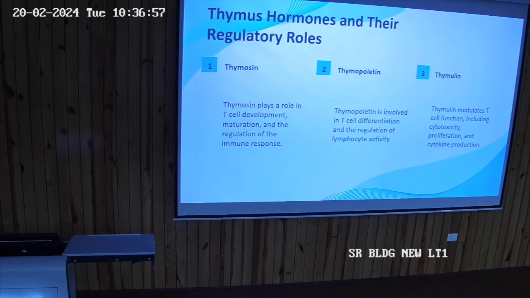The bone marrow and the thymus gland are considered to be the primary lymphatic organs. After completing their maturation cycle, these lymphocytes, the T lymphocytes, will go to the secondary lymphoid organs. What are the different secondary lymphoid organs?